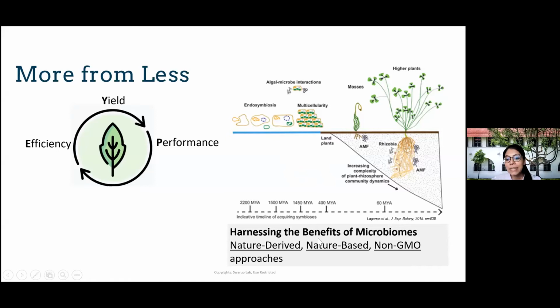And these benefits that microbes give us, which I'll come to in a bit, because these microbes live with the plant, not only will they be nature derived, they would also be nature based. At the same time, they would be non-GMO, which is the call of the hour. Everyone is talking about doing something non-synthetic and going green and natural. So this supports and aligns very well here.